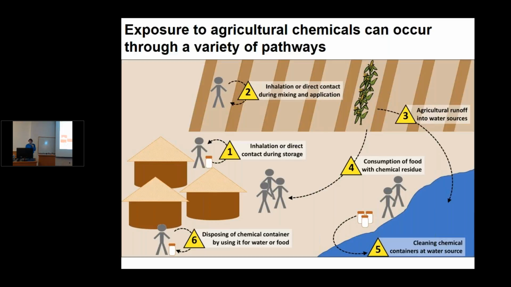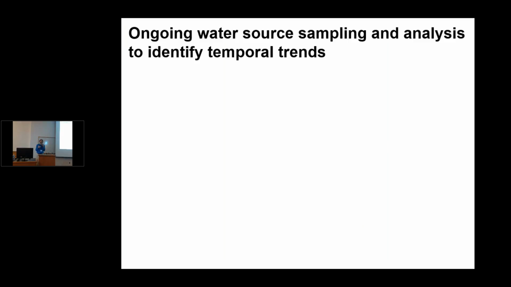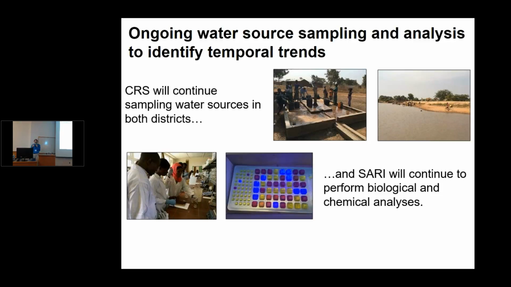So to try to clarify that a little bit, we've got some ongoing work occurring as we speak with our partners on the ground. CRS is taking monthly samples from some of the water sources that we identified using the initial set of laboratory analyses. They're continuing to take samples, and then transporting those samples to SARI, where they're going to continue performing biological and chemical analyses on those samples.